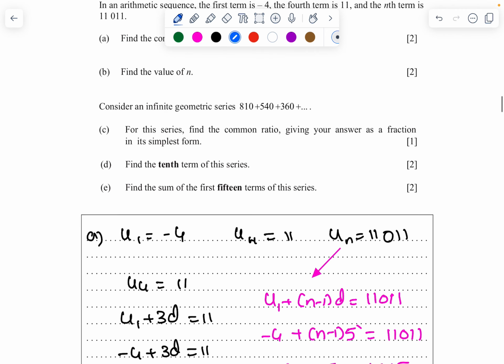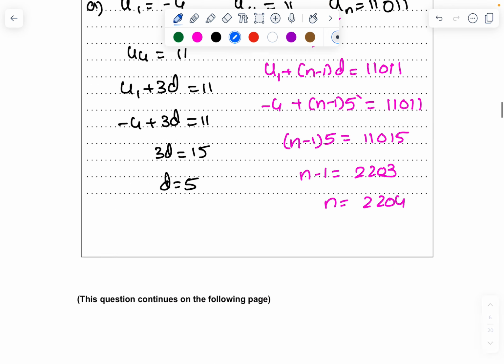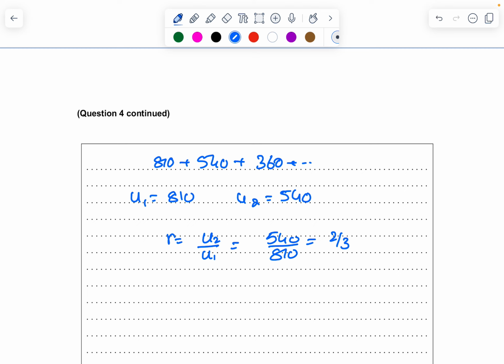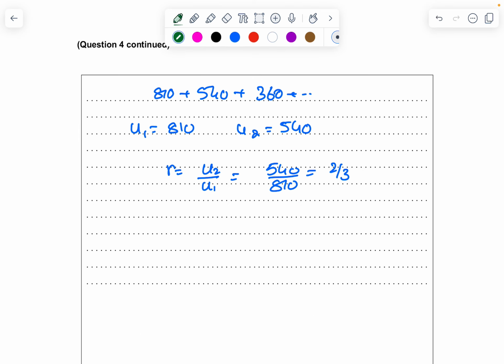Next, consider an infinite geometric sequence 810, 540, and 360. 810 plus 540 plus 360, and so on. So what's going to be the first term? First term is 810. The second term equals 540. So what will be the common ratio? Second term divided by the first term. 540 divided by 810, which is 2 upon 3. What is being asked? U10. U10 equals U1 times r to the power of 9. 810 times 2 upon 3 whole to the power of 9. So which is going to be 21.1.